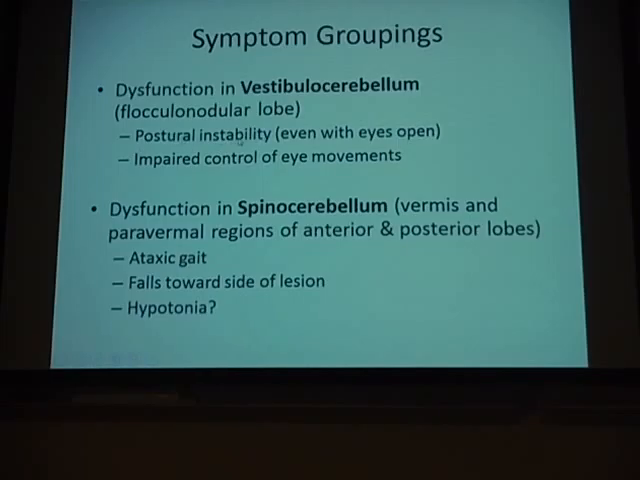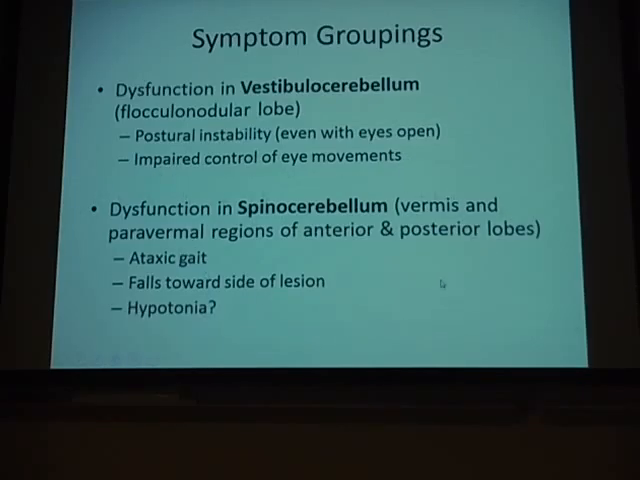So postural stability is a big function of the vestibular system. If we lose that, and we lose that connection with the cerebellum, we could have postural instability. The ability to control our eye movements through those connections with the cranial nerve motor nuclei, we can lose that, impairing our voluntary control of eye movements.